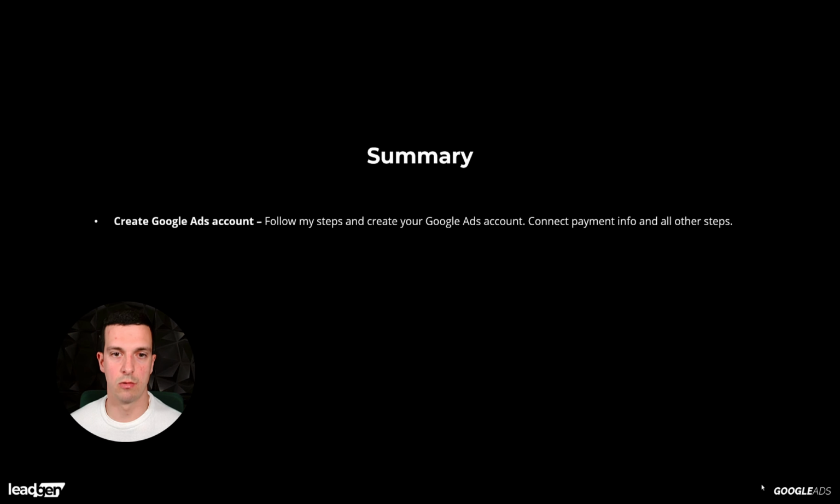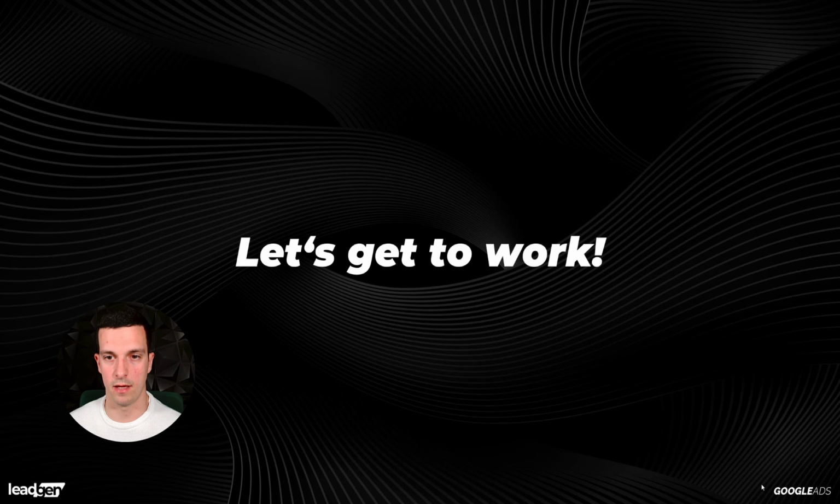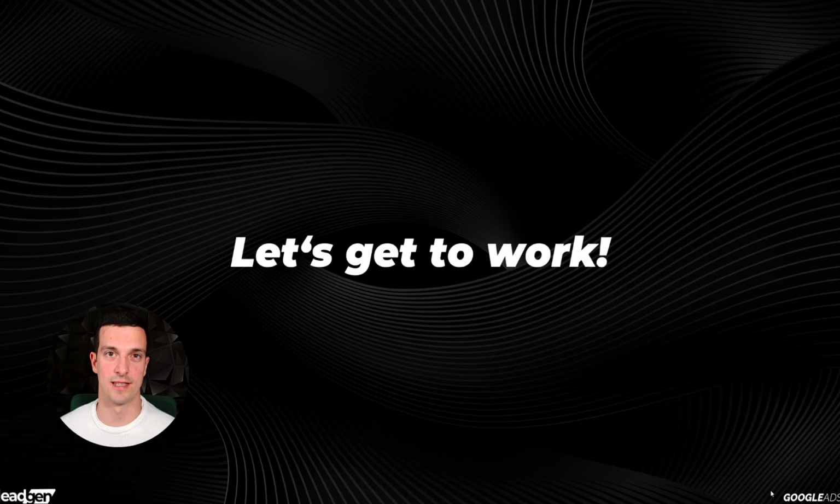All right, let's come back here. Summary: create a Google Ads account. Follow my steps and create your Google Ads account, connect payment info and all other steps. So if you already have a Google Ads account or your client has, just get access to it and you're good. But if not, just create one, connect your payment info and get ready to launch some campaigns, and then set up the tracking. First, set up the Google site tag on all your pages, and then use these event snippets on the thank you pages. So basically a lead event or booked appointment and similar ones. Yeah, let's get to work and see you in the next lesson.